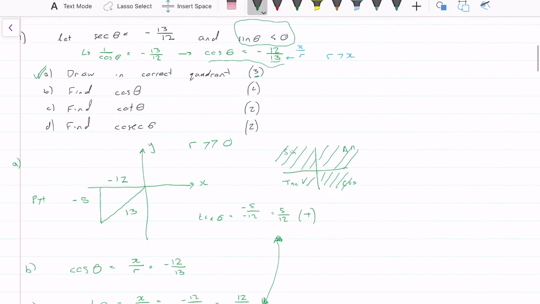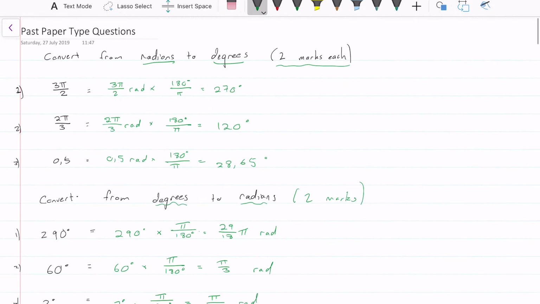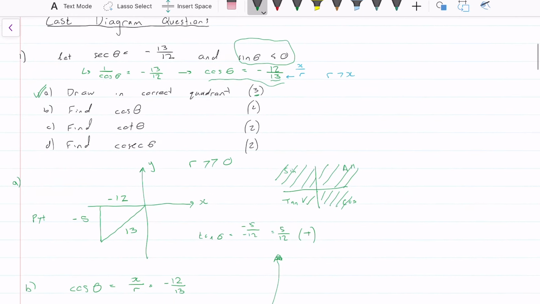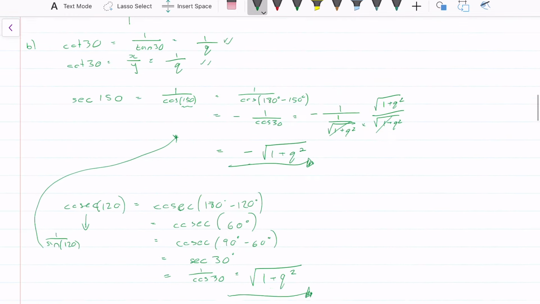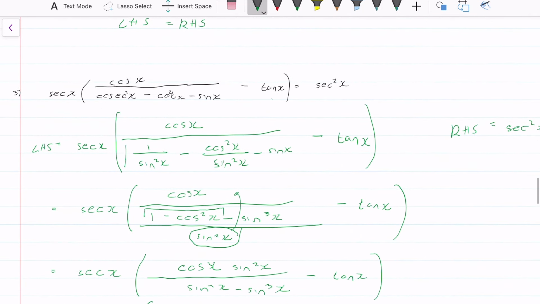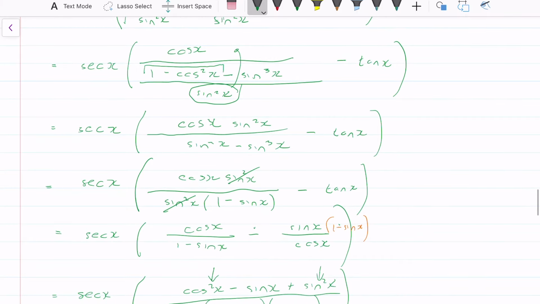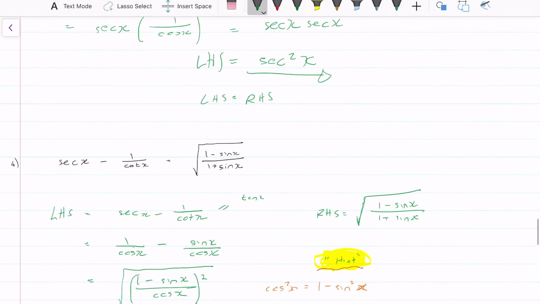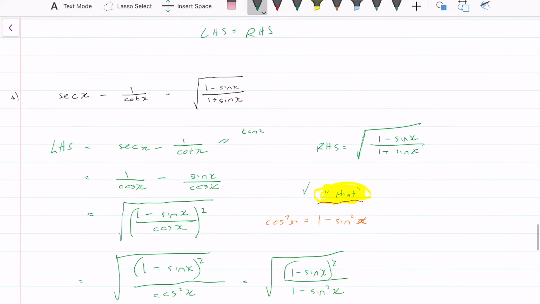If you're able to do everything in this tutorial, then you should be able to do your test, and I think you guys will be fine. Again, these trig identities, proving them were quite tricky. There's some that are quite difficult to see. Always use your hints that you're given, even if they're vague.